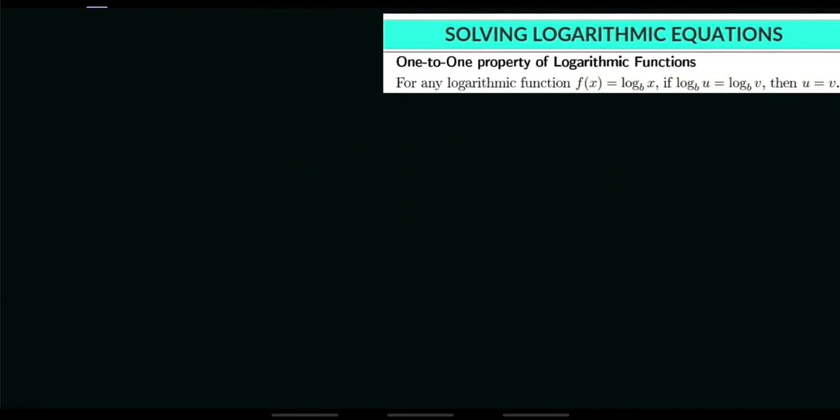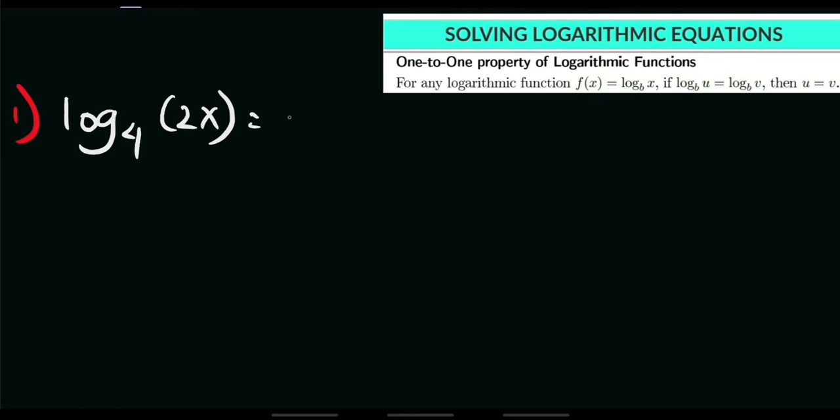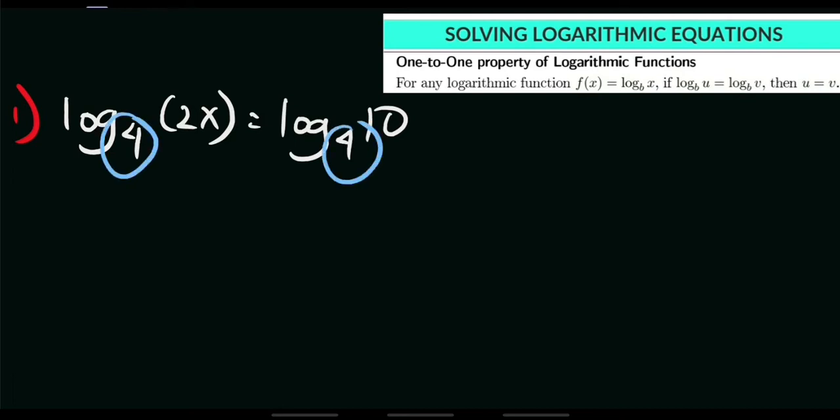Let's answer item number 1. For problem number 1, let's say we have the logarithm of 2x with the base of 4, equal to another logarithm, the logarithm of 10 with the base of 4. Since we want to apply the one-to-one property, as you observe, we have a common base, 4 and another 4. So our next step is to simply equate the values of u and v. So just equate those given values.